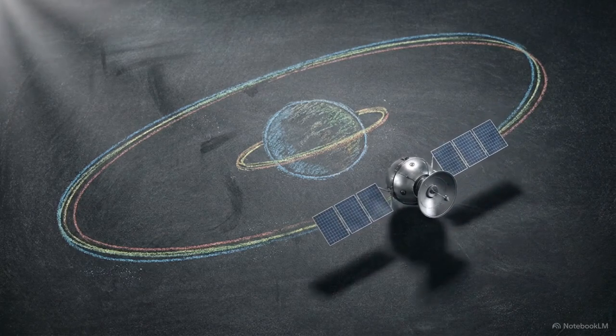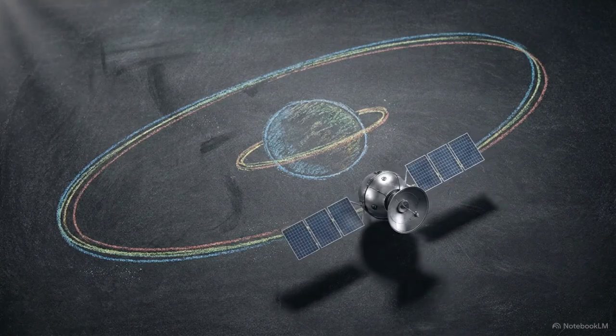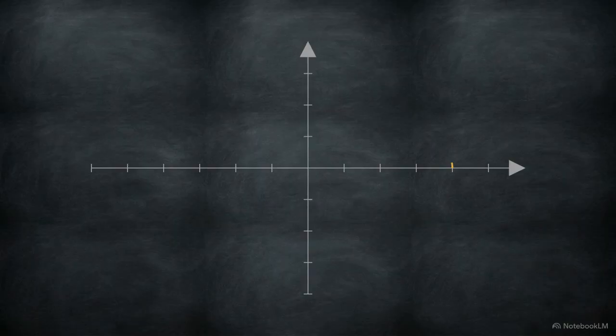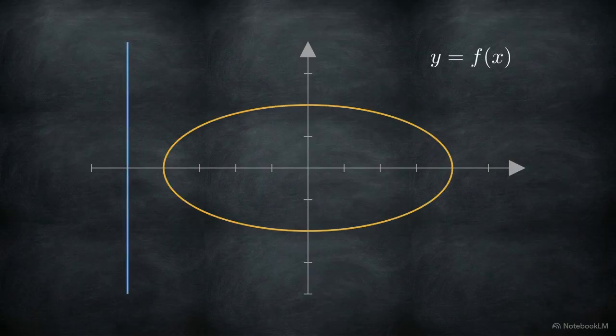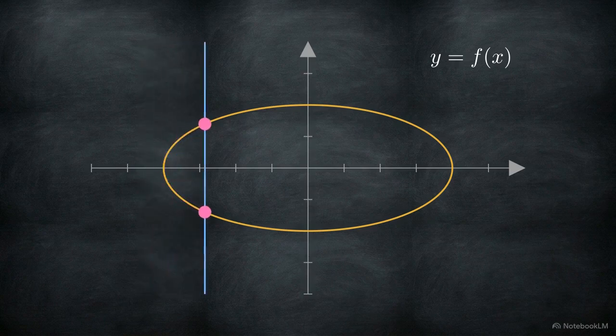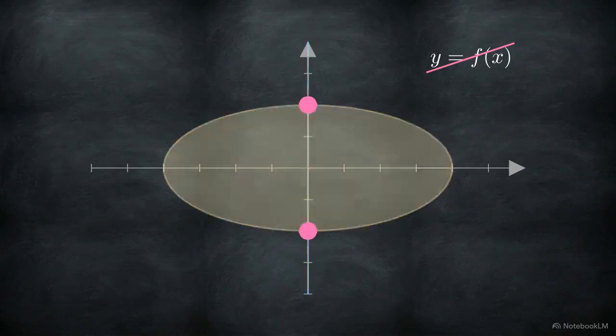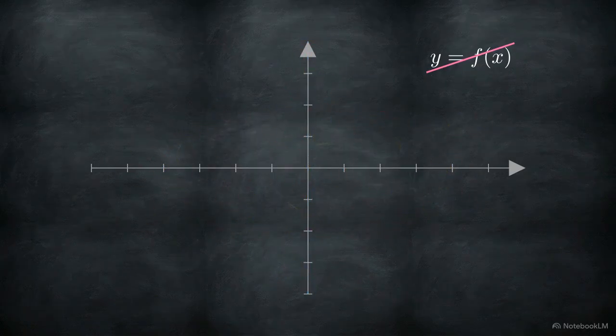Celestial bodies and cyclical signals travel in continuous loops. This chart shows an elliptical trajectory. Applying the vertical sweep here, the line strikes the curve in two places at once. Because the path intersects itself, the standard y equals f of x math breaks down completely. It cannot compute the kinematics of a looping path.